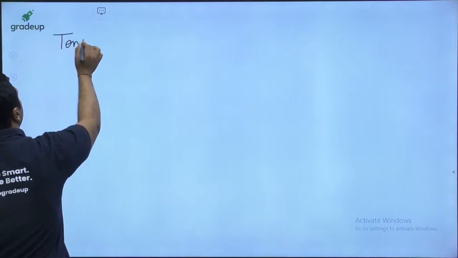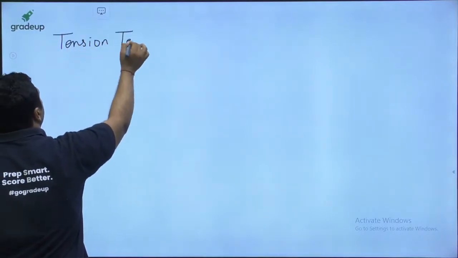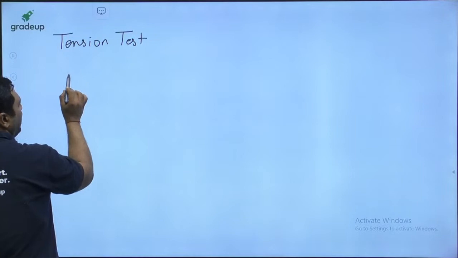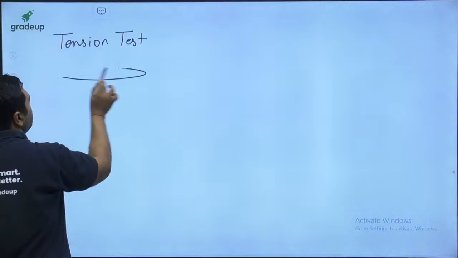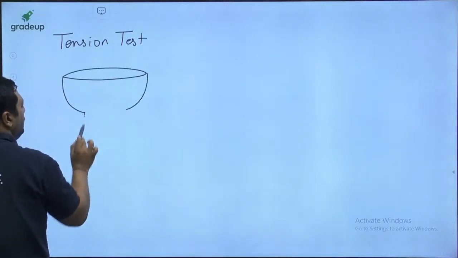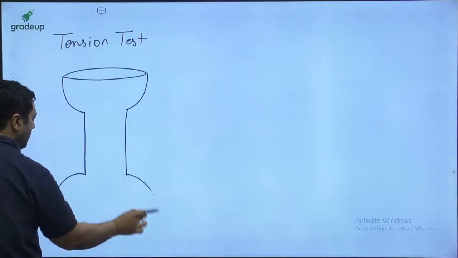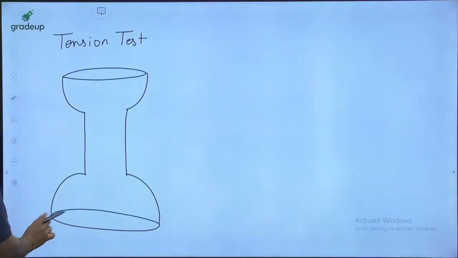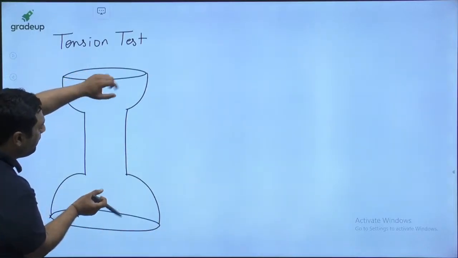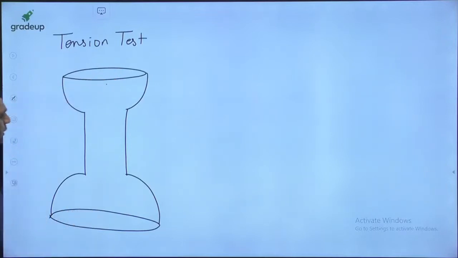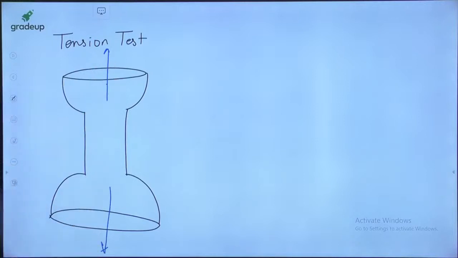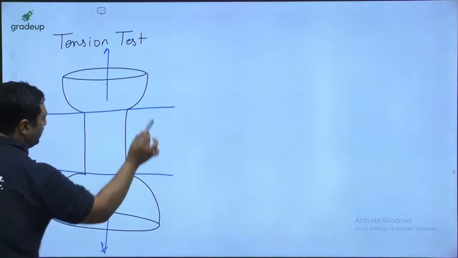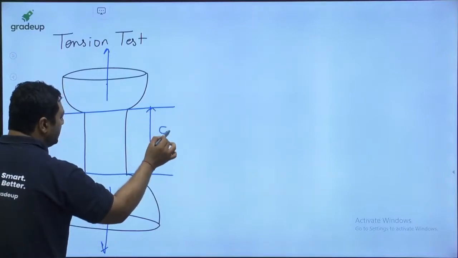Now I am coming to the tension test. When you are going to perform a tension test, obviously you will have a dog bone shape specimen. In this dog bone shape, this part and this part are tightly held by the jaws of the machine, and now some forces are applied onto it. And we are going to see only this length. It is said to be the gauge length.